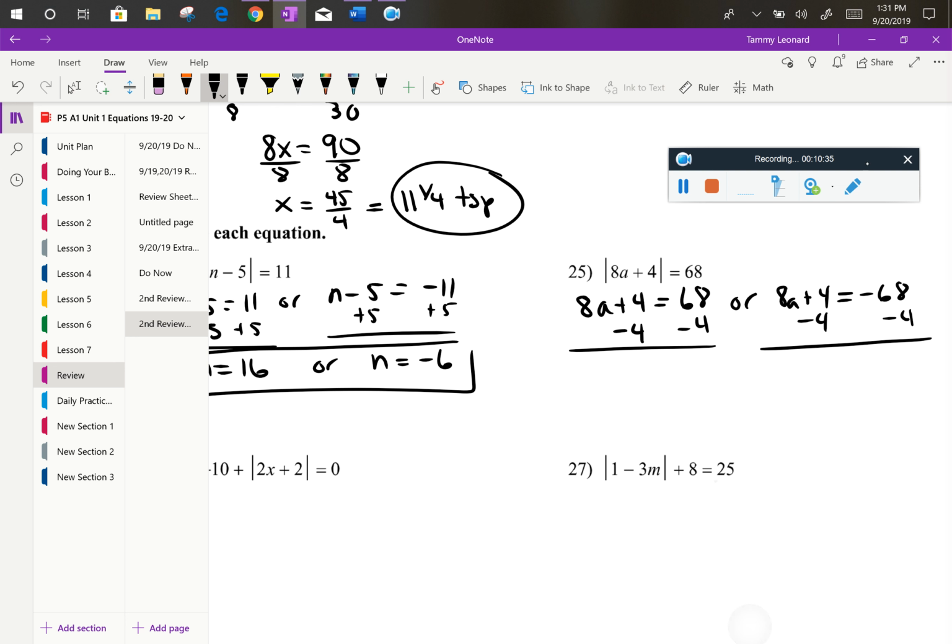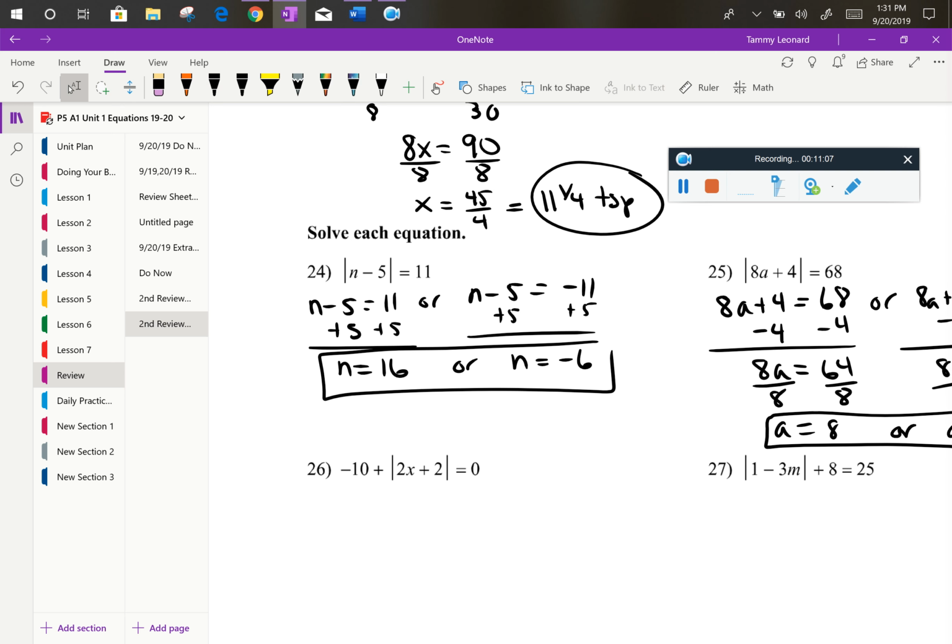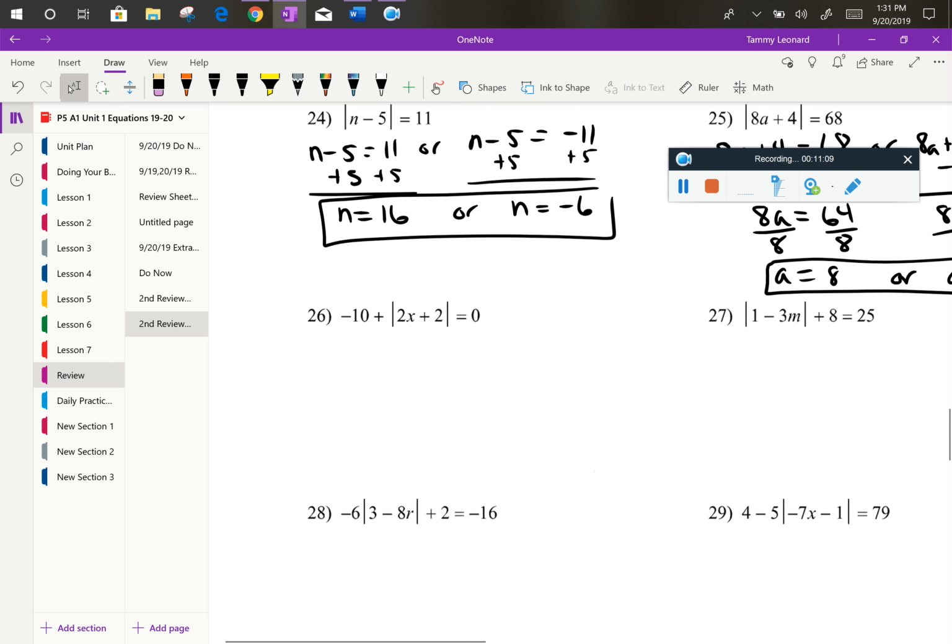I've subtracted 4 from each side. For the left equation, that gives me 8a equals 64. And for the right equation, that gives me 8a equals negative 72. Then I need to divide both sides by 8. So a equals 8 on the left. On the right, we have a equals negative 9. There are two solutions.